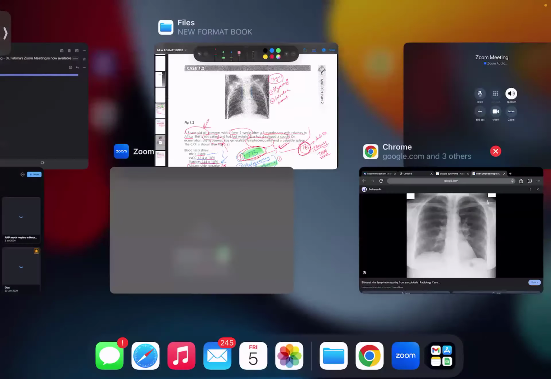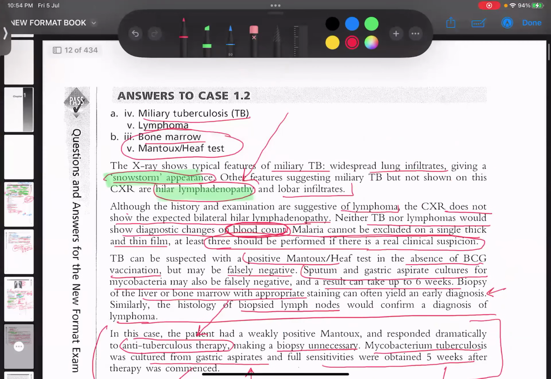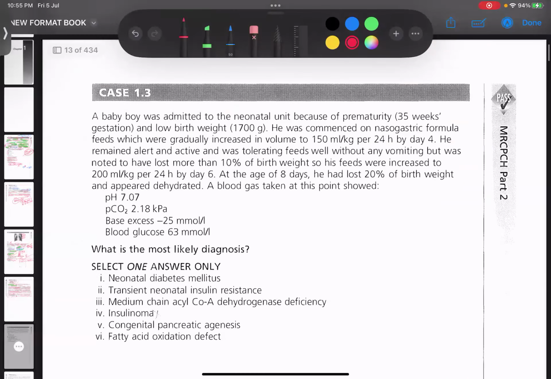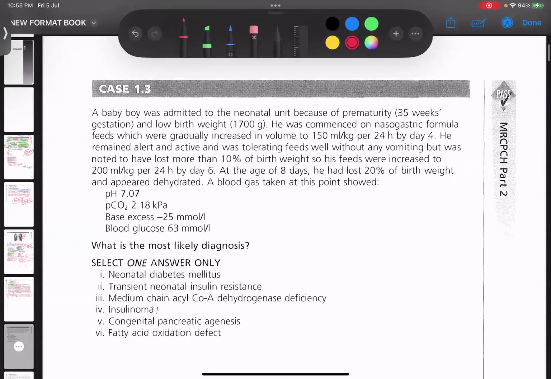All right, now let's move to our next case, 1.3. Are we clear with this particular case? Good. Okay, let's move. Case number 1.3.